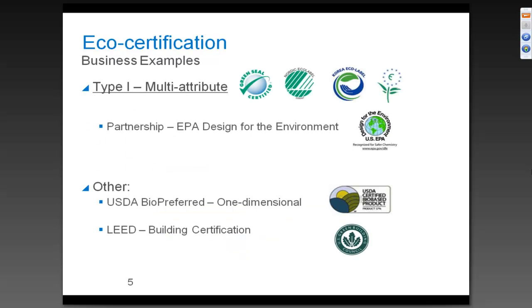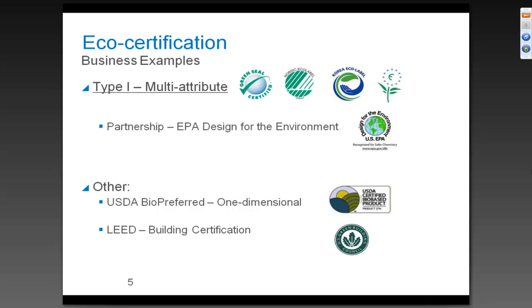Digging a little bit deeper, I showed a subset of the labels that have been relevant to our business currently. Most of those are Type 1 multi-attribute eco-labels. I have listed here Greenfield, the Nordic eco-label, the Korean eco-label, and the EU Ecolabel. The EPA Design for the Environment is modeled after Type 1, but it's a little different because it's more of a partnership, so there are some differences with how they make changes and get stakeholder input. That's why I have it listed in a bullet below as a subset.